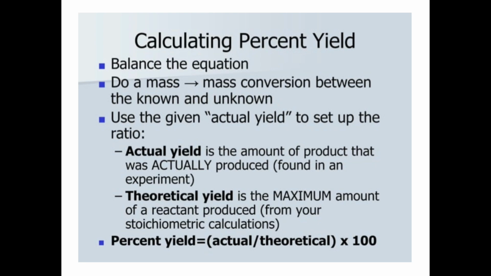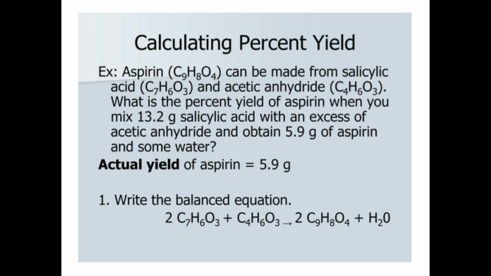I usually find it out from your stoichiometry calculation, and then your percentage yield is the actual yield over theoretical yield multiplied by 100. So let's look at a typical example of how to calculate a percentage yield, or percent yield. Aspirin can be made from salicylic acid and acetic anhydride. What is the percent yield of aspirin when you mix 13.2 gram of salicylic acid with an excess acetic acid and obtain 5.9 gram of aspirin and some water?